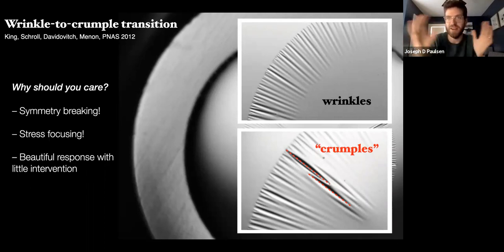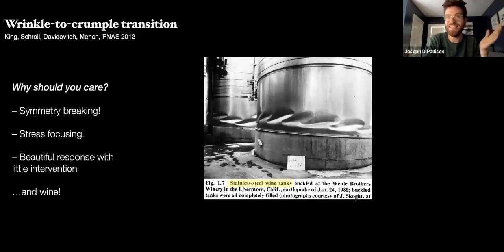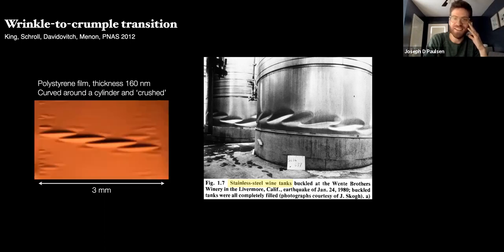You get these rich patterns from a very simple setup. And wine, it turns out. This is a photo of a wine storage tank that was initially a nice cylindrical tank. And there was an earthquake in this region of California, and this tank buckled. If you look at these buckling patterns on this very large steel tank, and you compare it to this image from my lab on a much smaller scale, I think the similarity is striking.